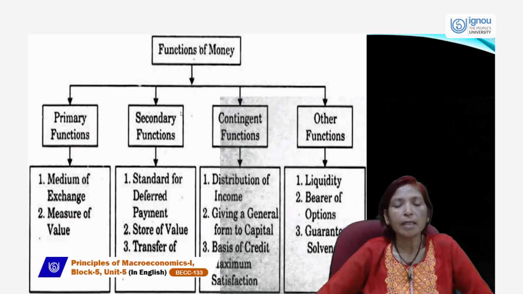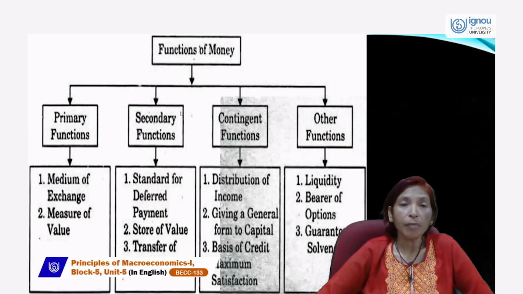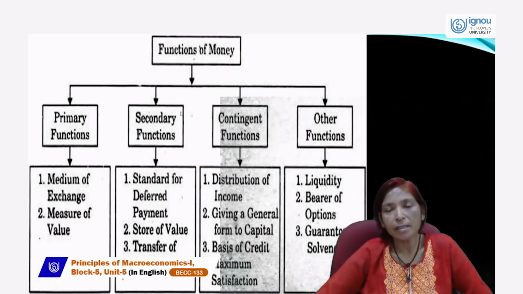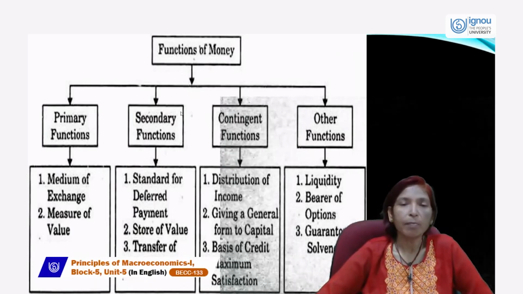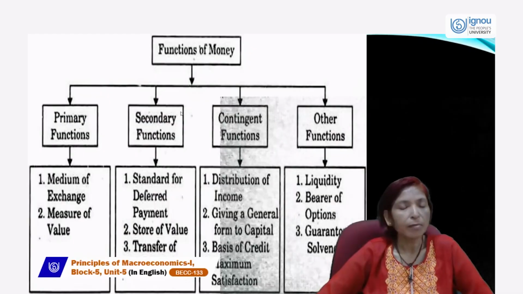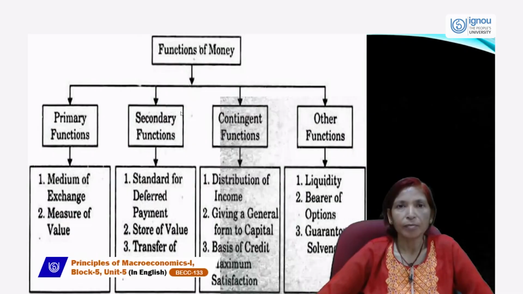Next is giving a general form to capital. Money, you know, is a very liquid form of asset, and with the help of money, you can convert money into fixed assets or fixed capital like buildings, machines, equipment, and inventories. Money is a basis of credit.